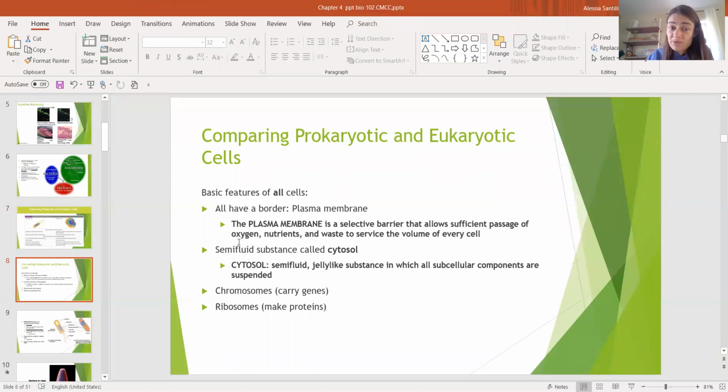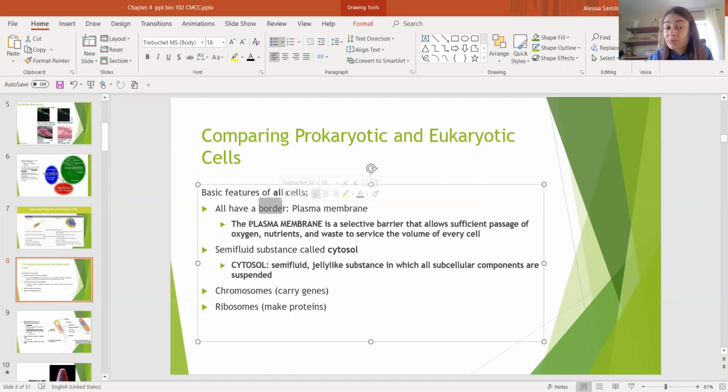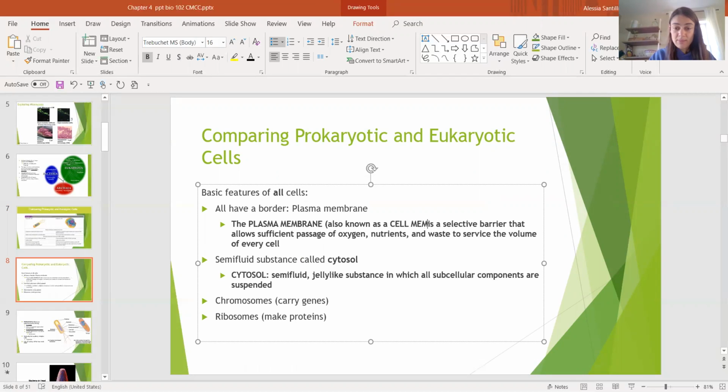They also have a couple of things in common. So, basic features of all cells. All of them have a border. All of them have a plasma membrane, also known as a cell membrane. And this cell membrane is a selective barrier that allows specific things to come inside and specific things to go outside. It basically keeps things in, right?